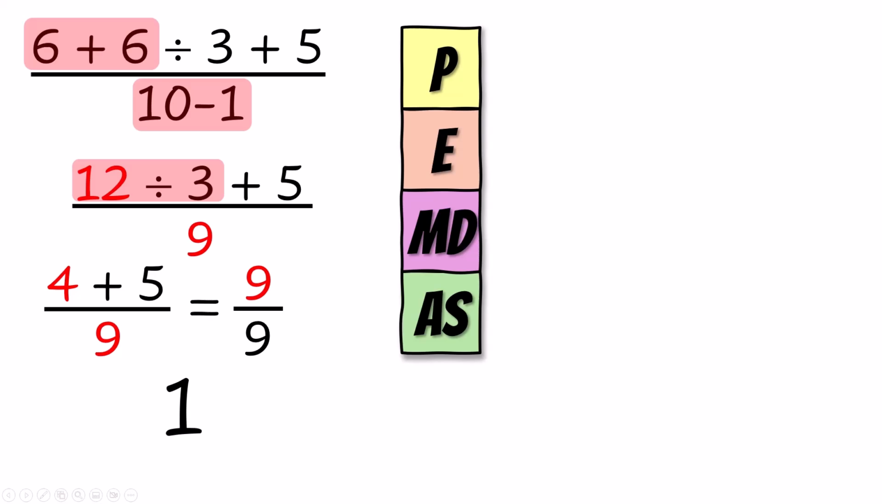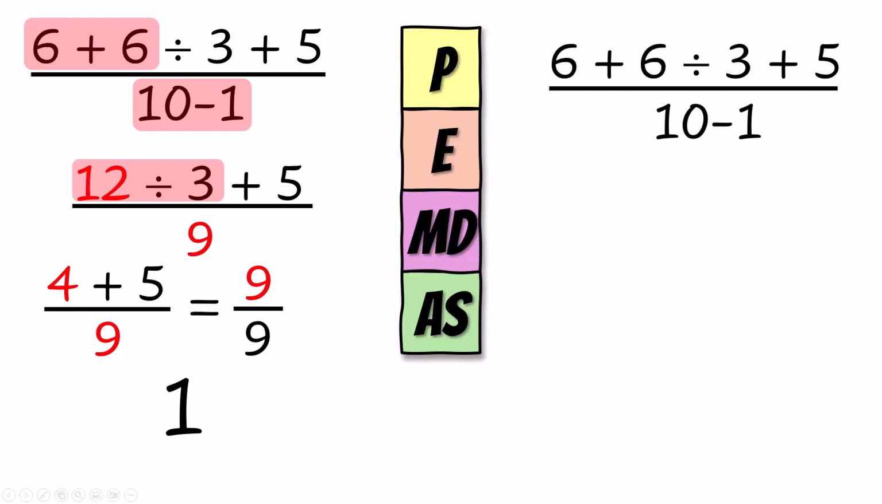So let's do it again. This time we'll follow order of operations. There's the problem again. But now, instead of starting with the 6 plus 6, we have to start with the 6 divided by 3. I can also still do the 10 minus 1. So I end up with 6 plus 2 plus 5 divided by 9.